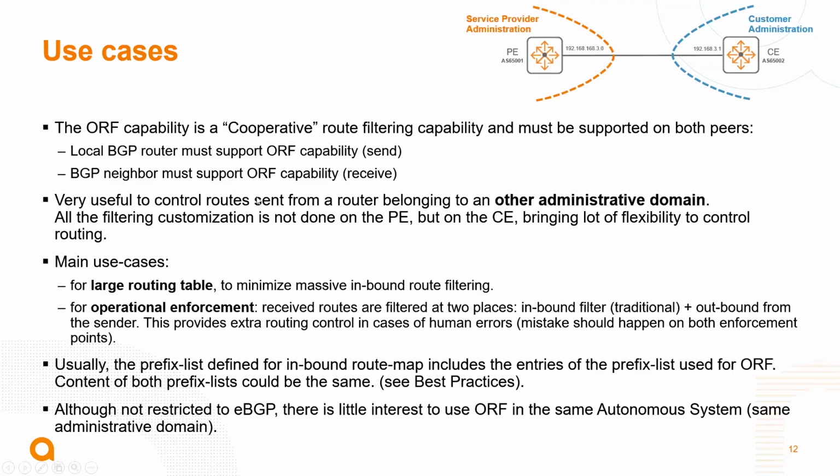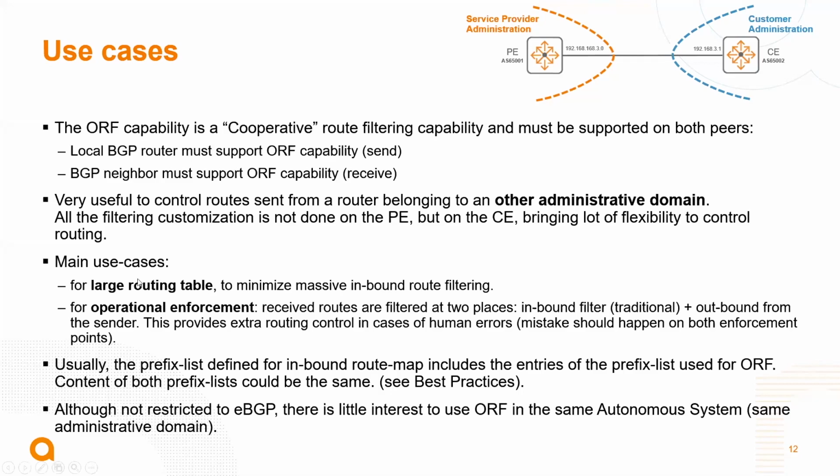That is indeed very useful to control, from a router, the outbound advertisement that is done on a router that does not belong to the same administrative domain, the same autonomous system. All that filtering customization, the customer cannot do on the PE equipment. He has no access to the PE equipment in terms of CLI or whatsoever. But he's asking through a protocol, through that capability inside BGP, the CE is asking the PE to filter. So this is bringing a lot of flexibility to control the routing.